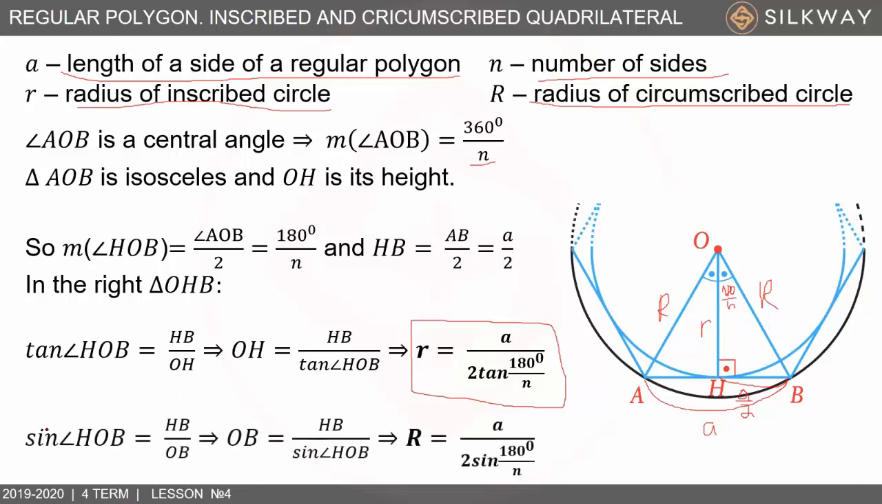And next, the sine of angle HOB is equal to opposite side over hypotenuse. HB is the opposite side and OB is the hypotenuse. We know that OB is equal to the radius of the circumscribed circle. And from that, the radius will be equal to HB over sine of angle HOB. And if we put in the values of these two terms, we will have the second formula. Okay, please write these two formulas and learn them.